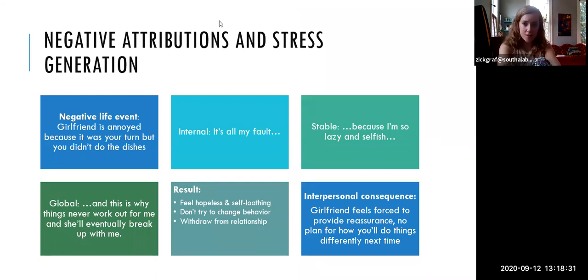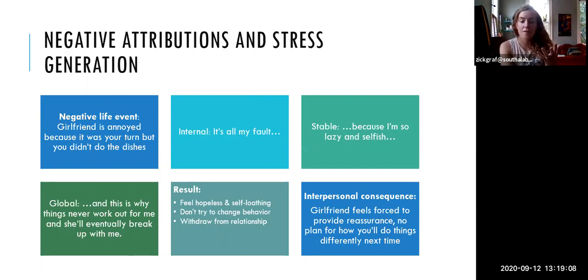So in the dishes argument example, a person who makes these attributions about their girlfriend being annoyed with them, that it's all their fault, they're lazy and selfish, things are never going to work out, and they'll eventually end up breaking up, ends up feeling hopeless and self-loathing. So it's bad for them internally, but it also influences their behavior in a relationship. They might withdraw from the relationship. They might not bother to try to make it up to their girlfriend or do something to change their behavior, make it more likely that they'll do the dishes the next time. So this will have interpersonal consequences.